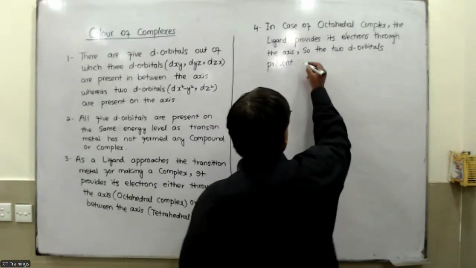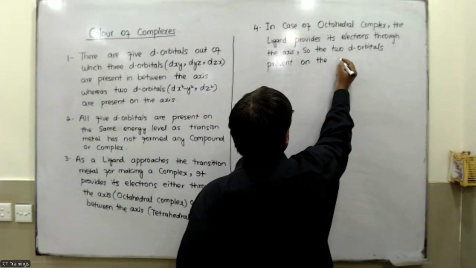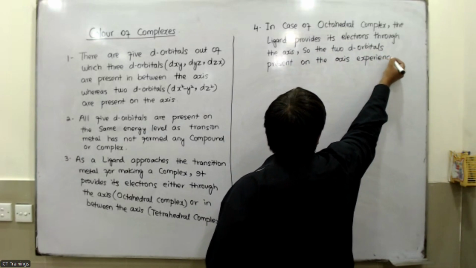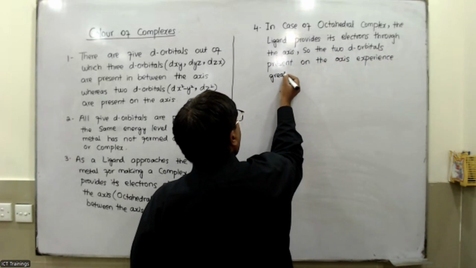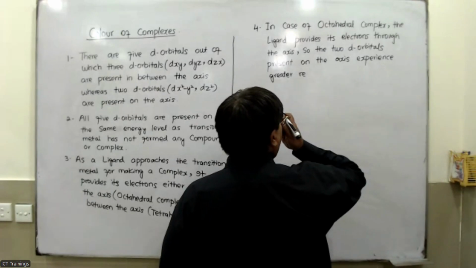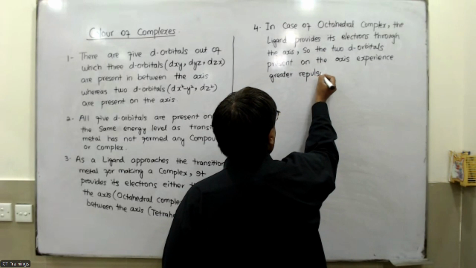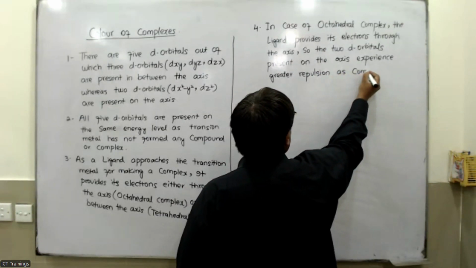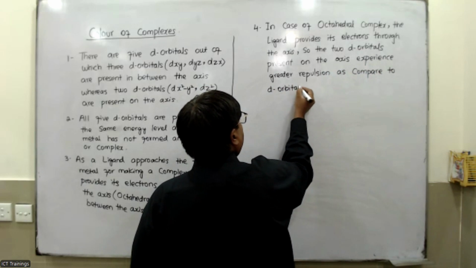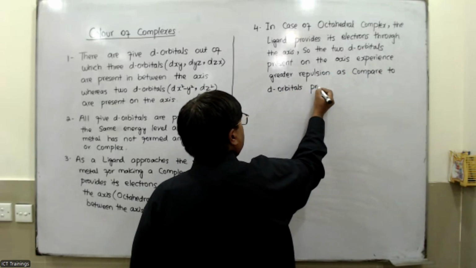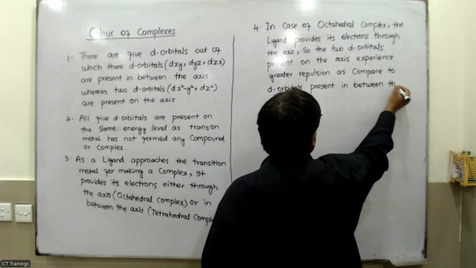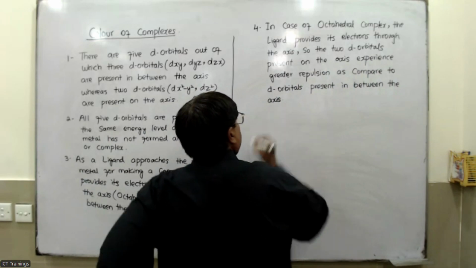So the two d orbitals present on the axis experience greater repulsion as compared to the d orbitals present in between the axis.